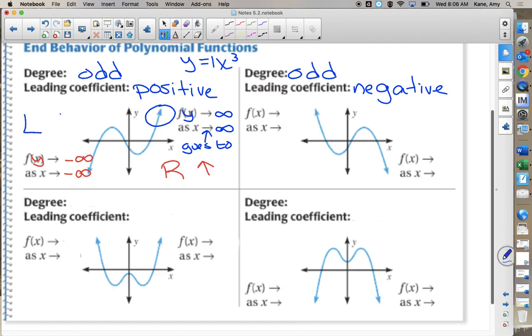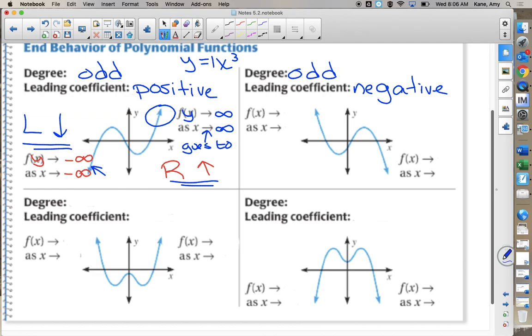Or I could say the left side goes down. And again, we're focused on the end. So the left side is going down, the right side is going up. So an odd graph splits. Half of its graph goes down, the other half goes up. It's a graph that splits in half. It doesn't decide what it wants to do, so it does both. So if you can think of it as the sides of the graph and what each side of the graph does, that's really what end behavior is.